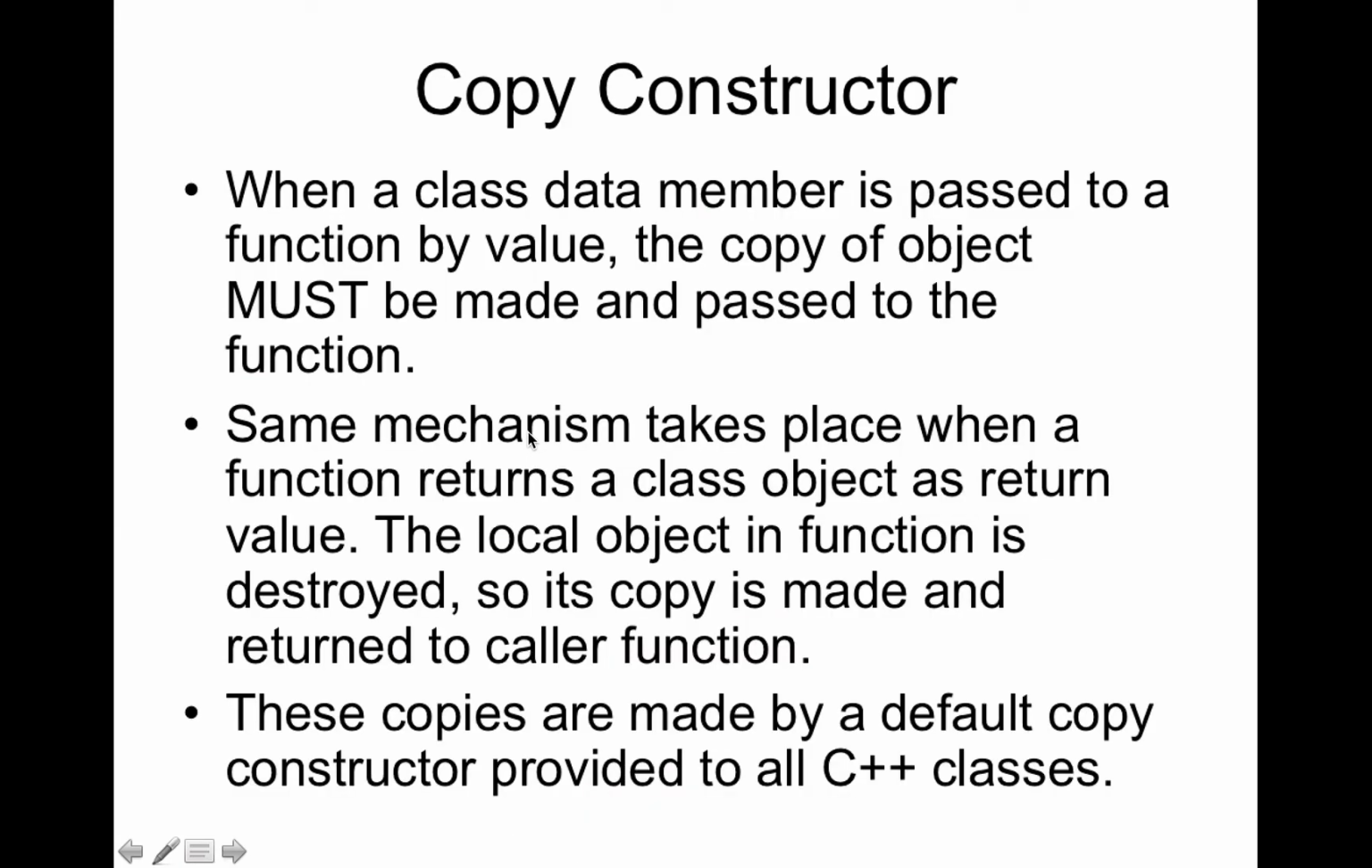Okay, let's talk about the copy constructor. When a class object is passed to a function by value, a copy of the object must be made and passed to the function. The same mechanism takes place when a function returns a class object as a return value. The local object in the function is destroyed, so its copy is made and returned to the caller function. These copies are made by a default copy constructor provided to all C++ classes.